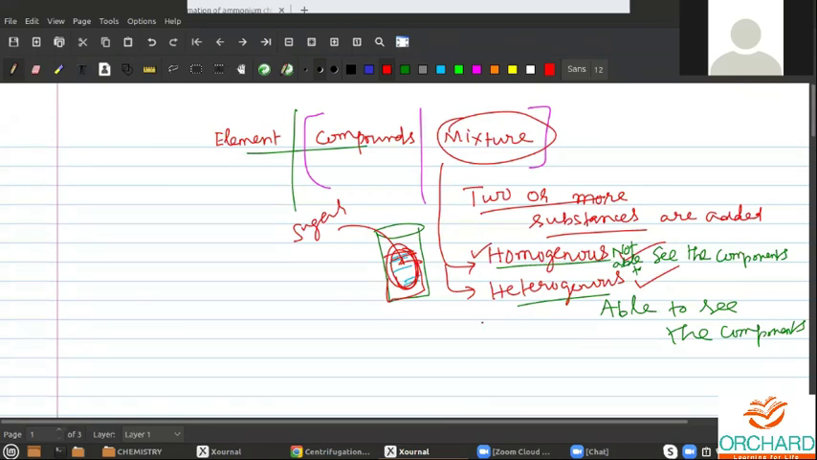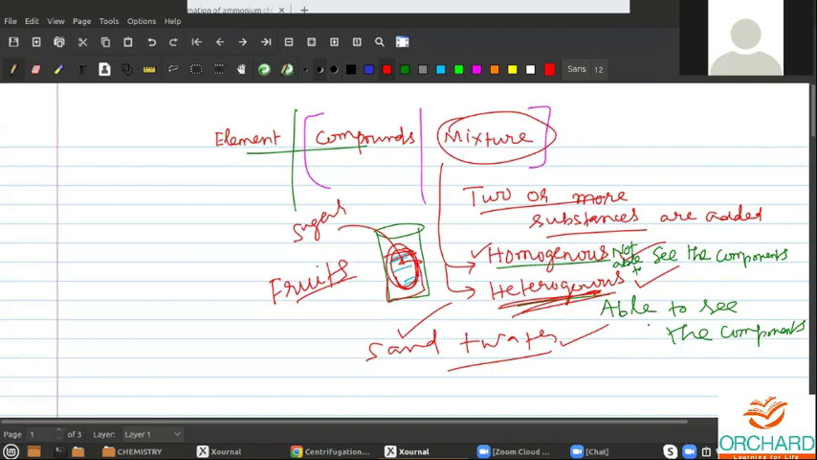And if you are mixing some fruits, pieces of fruits, fruit salads, it is a heterogeneous mixture. Or some cornflakes mixed with milk, it is a heterogeneous mixture. A sand and water mixture is a heterogeneous mixture because you can see the sand particles as well as water. That means you can see the water separately with sand. That is called heterogeneous mixture.